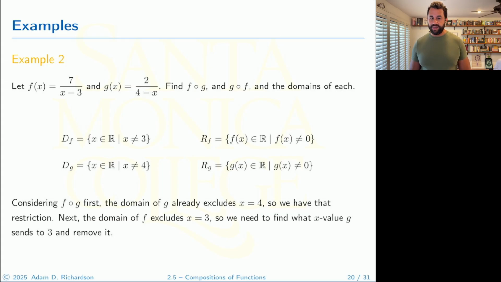So we're taking g, we're taking those outputs, and we're trying to plug them into f. But the issue is the domain of f excludes 3, right? So we don't want g to spit out 3, because if g spits out 3, and then we try to put that into the function f, we're going to have a problem. So what we really need to do is find what value g sends to the number 3, and we need to cut that out. So that's what we're going to do right now.